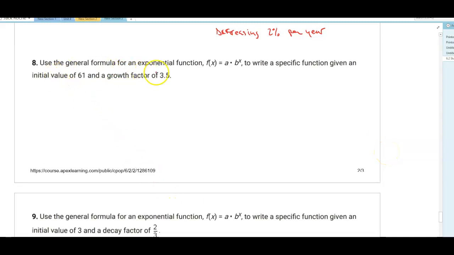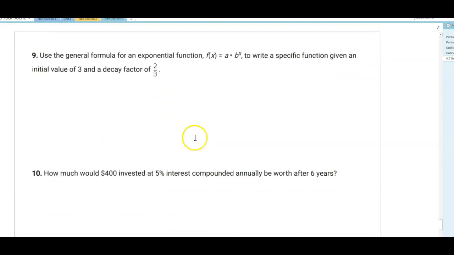Number 8, use a general formula for an exponential function to write a specific function given the initial value is 61 and your growth factor is 3.5. So all I'm going to do is take my initial value a, which is 61, and multiply it by 3.5 raised to the x power. It says here, use the general formula for an exponential function to write a specific function given an initial value of 3, decay factor of 2/3. So f of x equals initial value 3 times 2/3 to the x power.